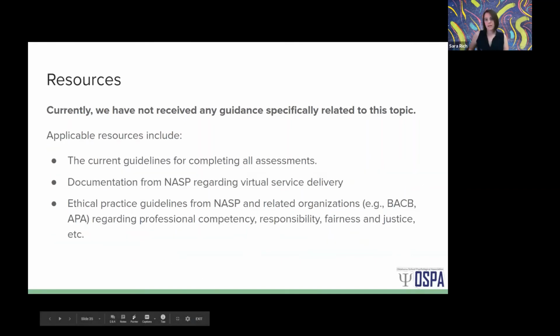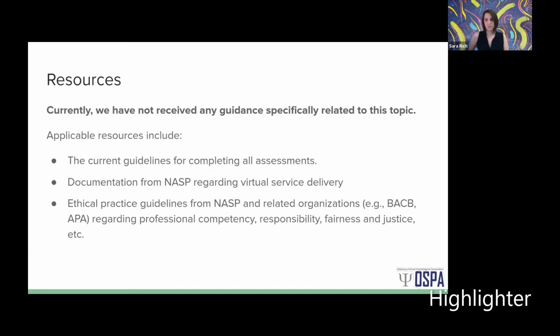I would like to say, and I am telling you all of this because of this resource. Currently, we have not received any guidance specifically related to FBAs and behavior intervention plans. However, I think as practitioners, we have guidelines for completing all assessments, so we know if something's open, we need to close it. There's the documentation from NASP regarding virtual service delivery.